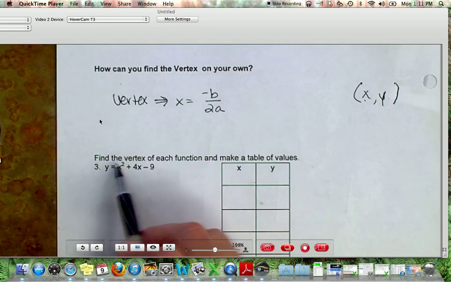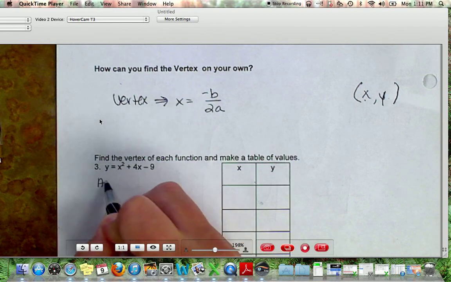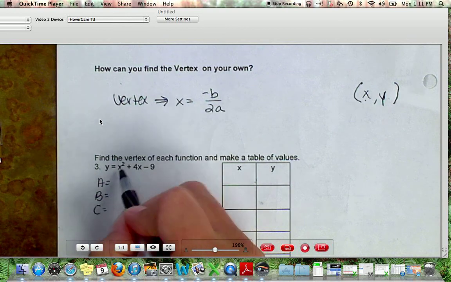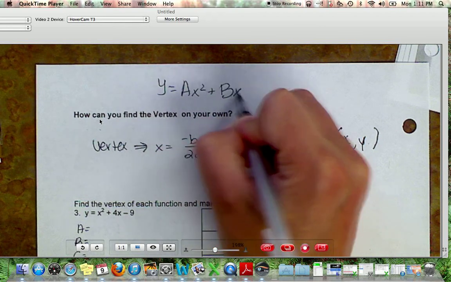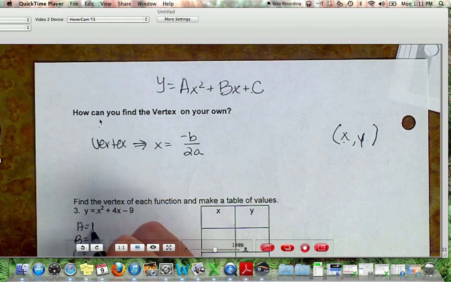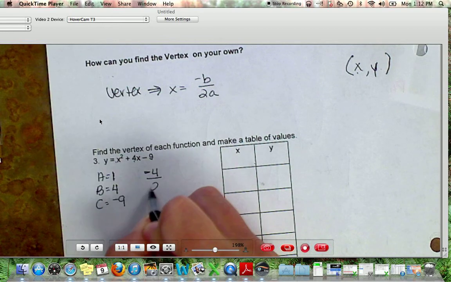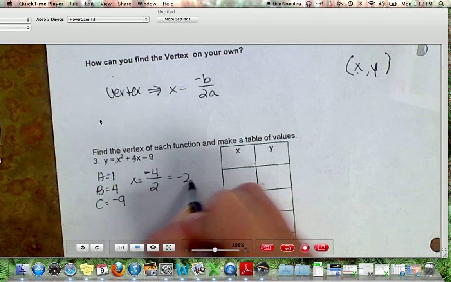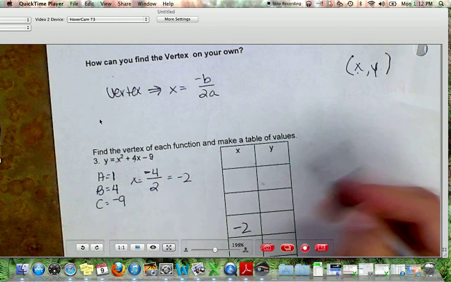So if we want to find the vertex of this function, we need to know a, b, and c first. So a, b, c. Remember, it's y equals ax squared plus bx plus c. So a, b, and c are these numbers. So if there's no number here, it's understood to be 1. This is positive 4, and this is negative 9. So if we're doing negative b over 2a, we're doing negative 4 over 2 times a, which is 2. And that's my x value, which is negative 2. That is the x value in your vertex, so that's going to go here, and then we build up and down from there.